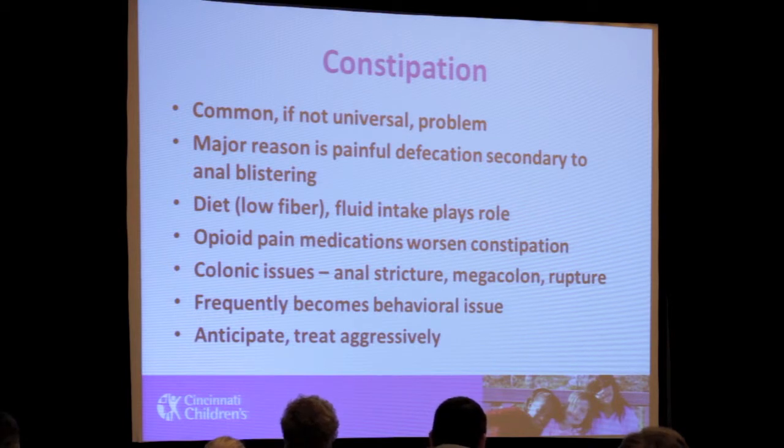The major reason in an EB is painful defecation secondary to anal blistering. Diet may certainly contribute, low in fiber and fluid. Opioid pain medications, as you've heard, are often a necessity, but they do aggravate the constipation. There can be colonic issues. You can develop an anal stricture, a secondary dilated megacolon, and very occasionally colonic rupture.